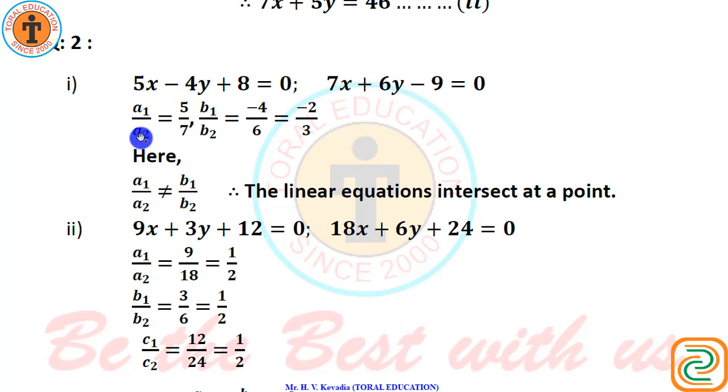So, if we take a1/a2, then it is 5/7. If we take b1/b2, that is minus 4/6, which gives us minus 2/3, because 2 times 2 is 4 and 2 times 3 is 6. So a1/a2 is 5/7 and b1/b2 is minus 2/3. Both are not equal. So a1/a2 is not equal to b1/b2, and therefore the linear equations intersect at a point.